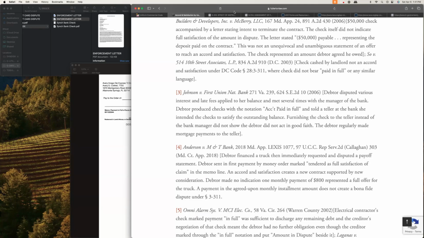It's as simple as that. That's how you do the enforcement. Those are the steps, okay?